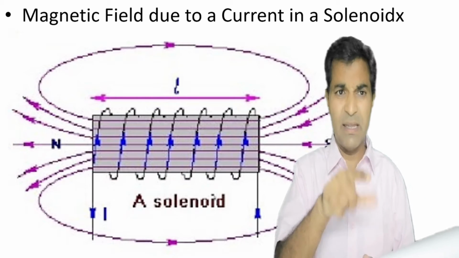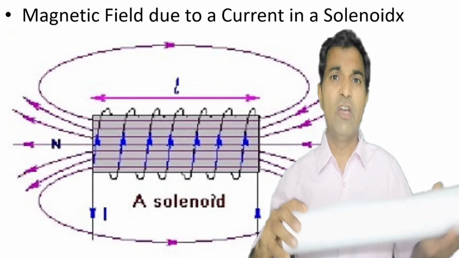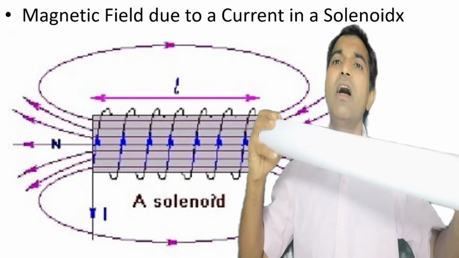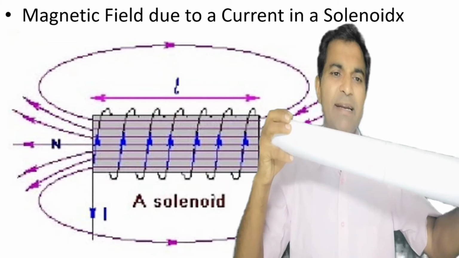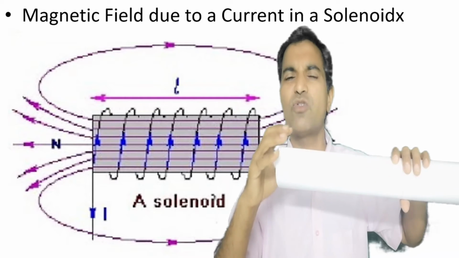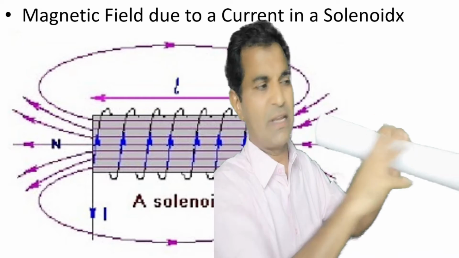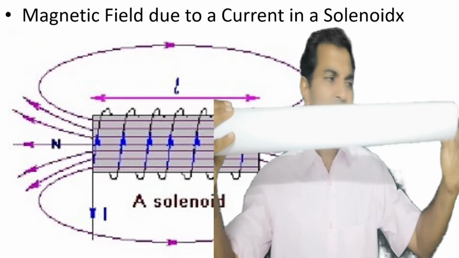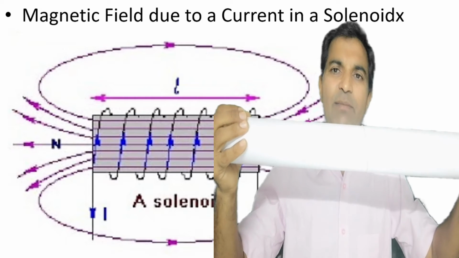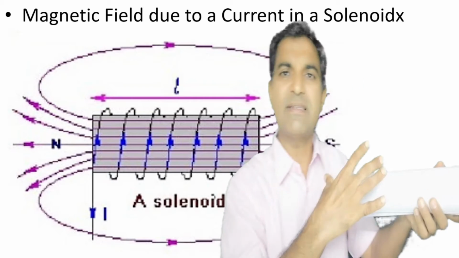Now the last topic of direction is the magnetic field due to current in a solenoid. Now what is a solenoid? A solenoid is nothing but a simple soft magnetic core, something like a steel core or soft iron core. It is generally cylindrical in nature. I have shown it like a drawing sheet, but it is quite big in nature. Actually a solenoid is something like this.